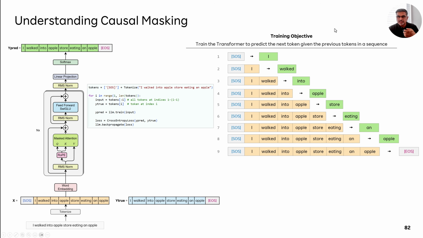So in slot 2, it cannot peek into the words that come after that. In slot 3, it cannot peek into the words that come after it. In slot 4, it cannot peek into the words that come after it.